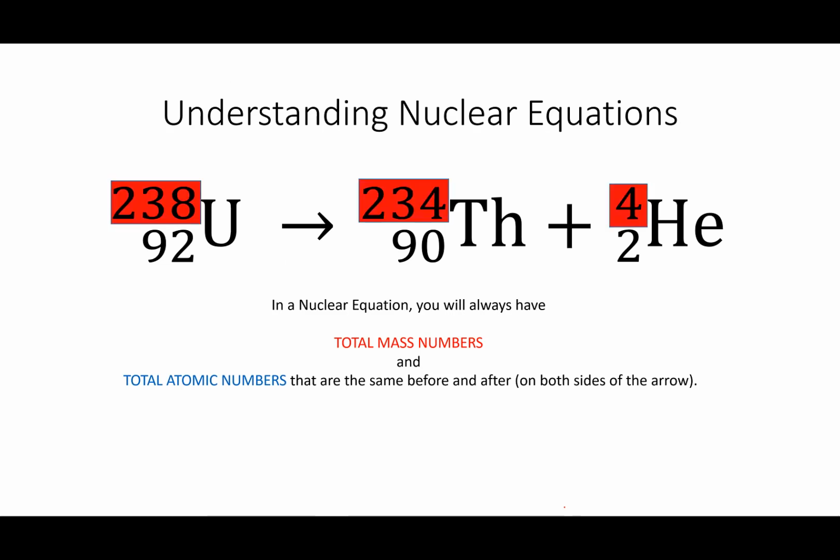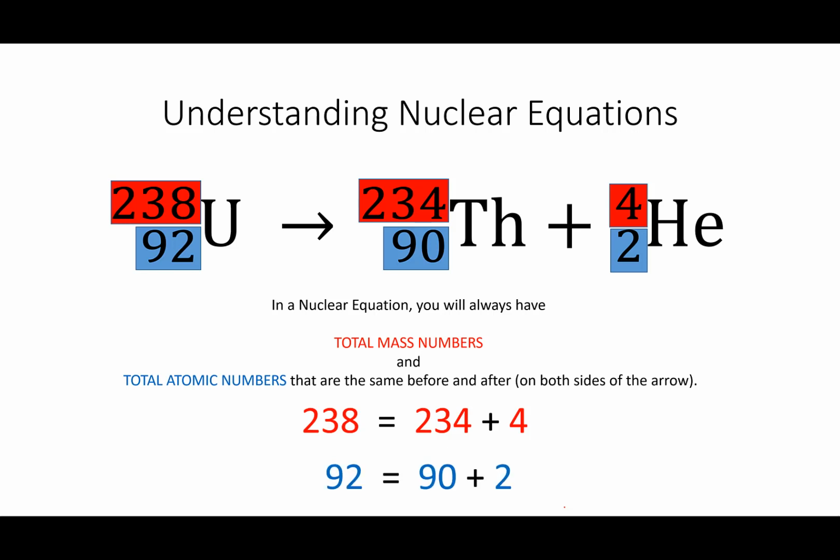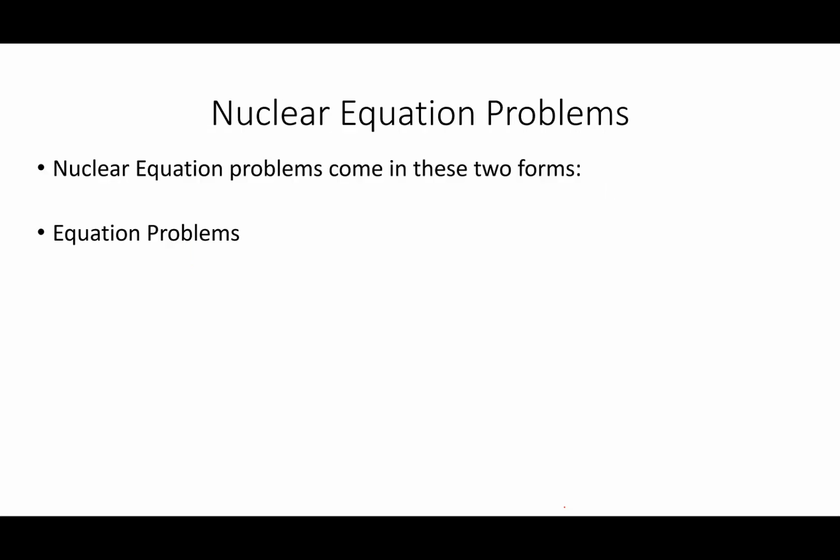I want you to notice something. These top numbers are going to equal each other. What you have before is the same as what you have after. You don't create mass out of nowhere. You don't destroy it. So the numbers on the left and the right of the arrow will always add up to be the same. Same thing with atomic numbers. The numbers on the left and the right will always add up to be the same, because if you magically create a proton, you also have to create an electron to cancel it out, and that's a positive one and a negative one, and they cancel. So the mass number and atomic number on each side of the arrow will always be the same.